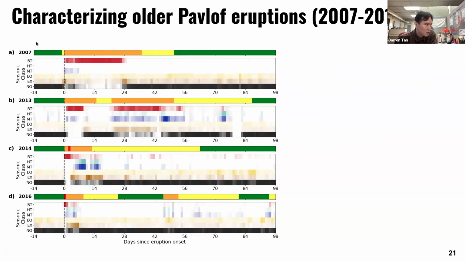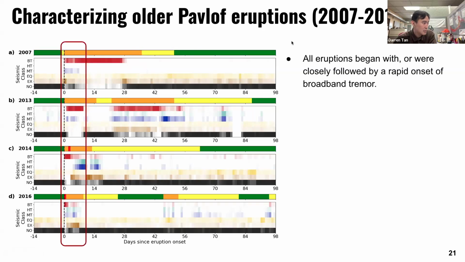So here I'm showing the prior eruptions, 2007, 2013, 2014, 2016, relative to the explosion onset as determined by the AVO color code. So for every set, you see the AVO color code at the top, and then the seismic classes one panel under it. Every little pixel here is 1 day, and here I'm showing days since eruption onset. So lots of things going on here, but when we align these different eruptions through time, what we see is that most eruptions began with or were closely followed by the rapid onset of broadband tremor, which goes to show that broadband tremor is likely a good indicator of eruptive activity at our volcano.